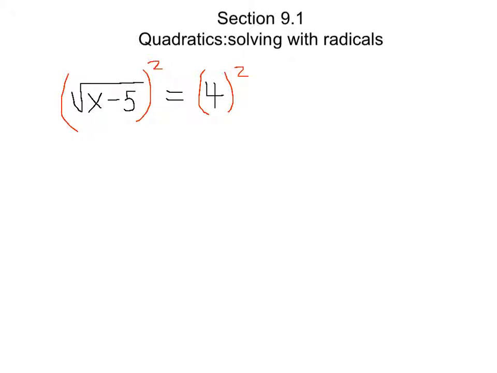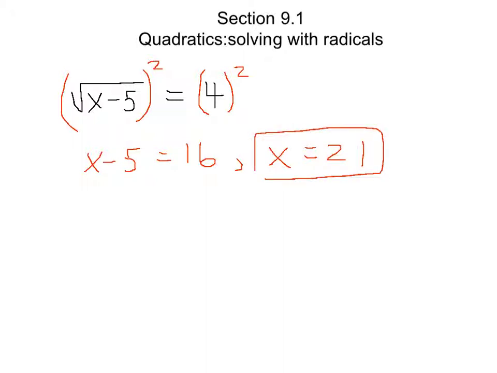And when I do that, on the left, if you take a radical and square it, you get what's under the radical. And so therefore x is equal to 21. And there's our solution. That's pretty simple.